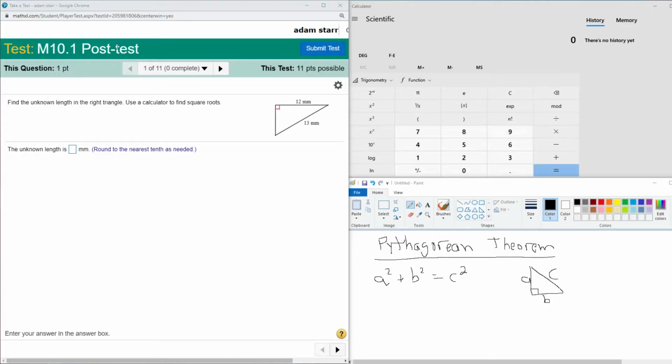Hi everyone, this is 10.1's post-test on Pythagorean theorem.